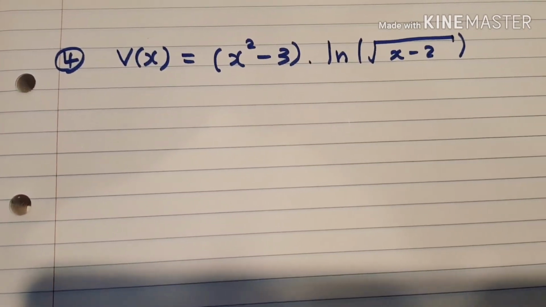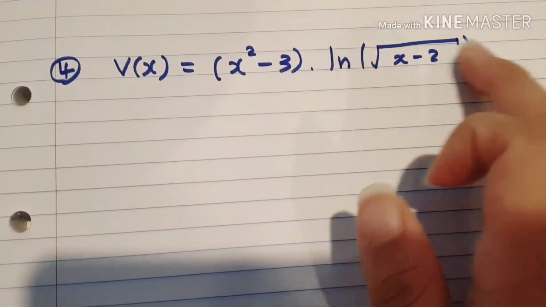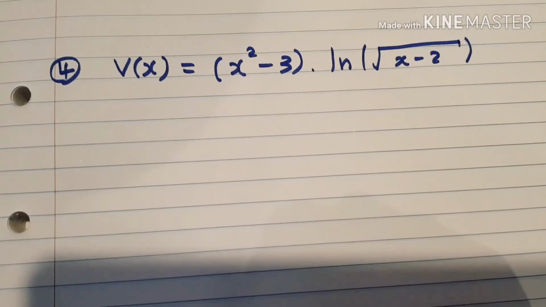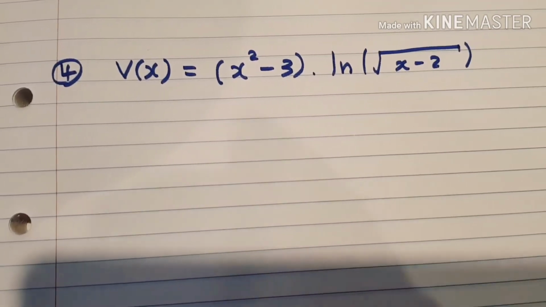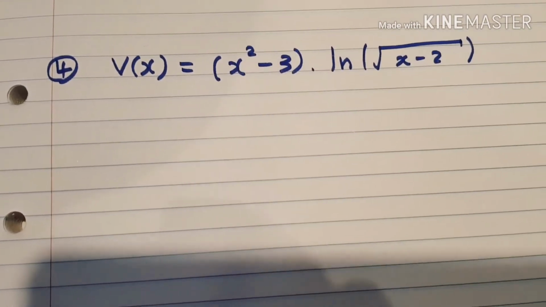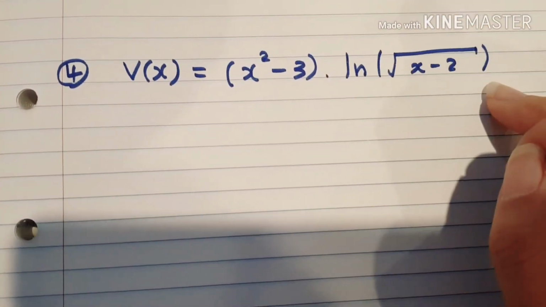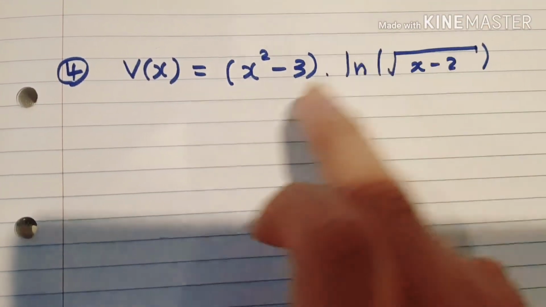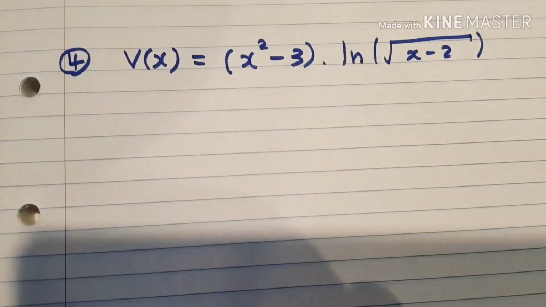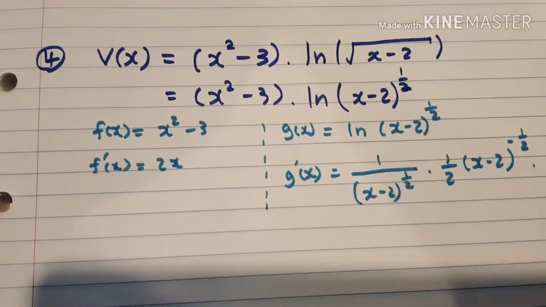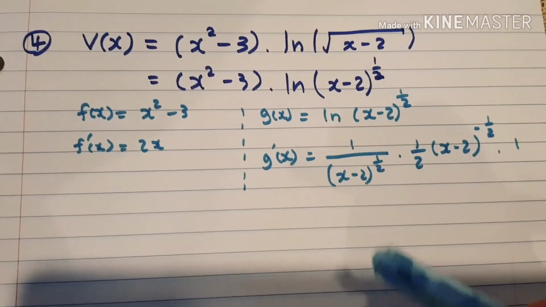Okay, let's finish off with the last question. This is ln, and inside ln we have a square root, so this might be a little bit tricky, but let's do it step by step. You'll be fine. Since I don't really like having square roots, I'm going to put it back into power form, then separate those two and differentiate each term.